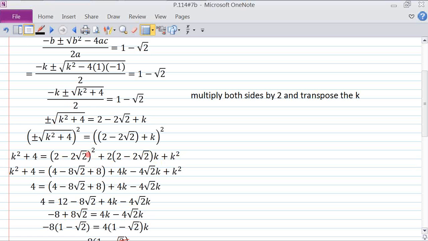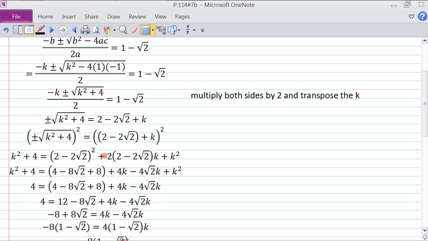And now we're going to expand this. First times first is 4. Last times last gives us plus 8. Minus 2 root 2 times minus 2 root 2 gives us minus 4 times 2, which is plus 8. Excuse me. The inner is minus 4 root 2, and the outer is minus 4 root 2, and they sum to minus 8 root 2.